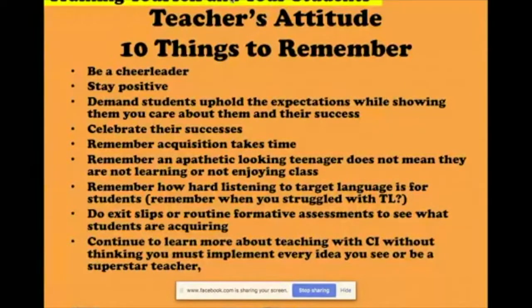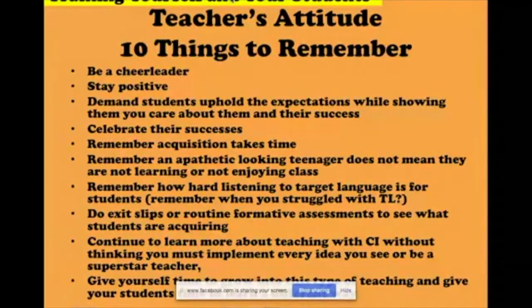Continue to learn more about teaching with comprehensible input without thinking you must implement every idea that you see or read, or that you have to be a superstar teacher. This is important. I'm always reading someone's blog or another book or going to another conference. I know that I can't do it all. And I'm letting you know you can't do it all either. And if you keep things simple, you can still be a really successful and great teacher.